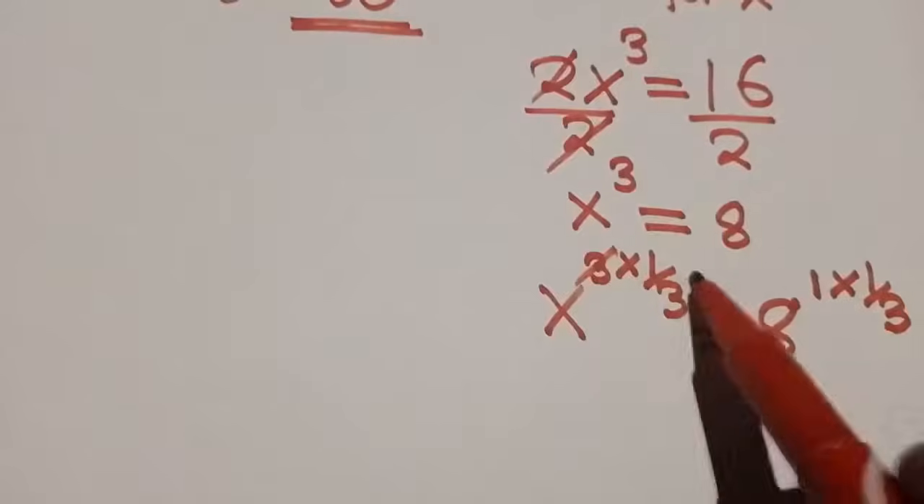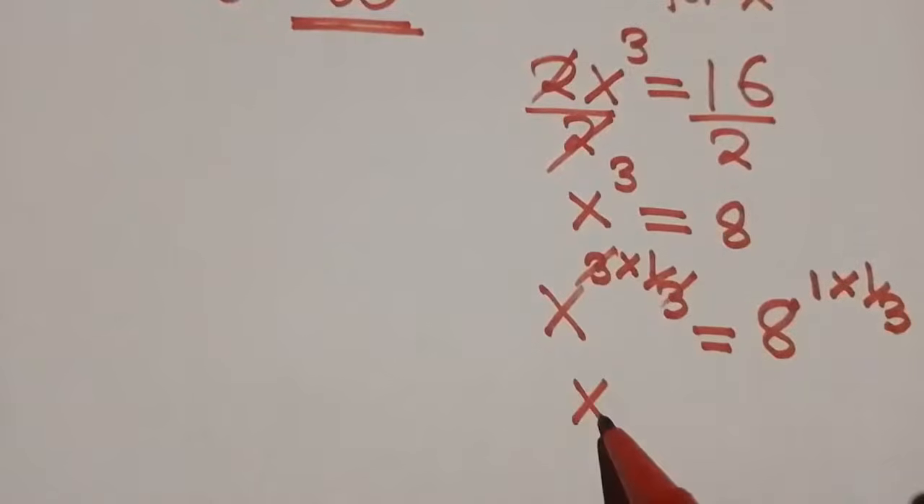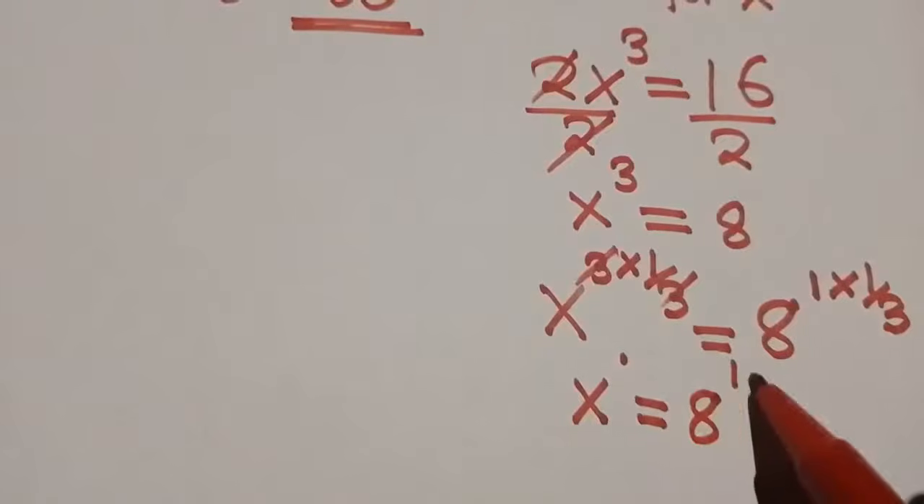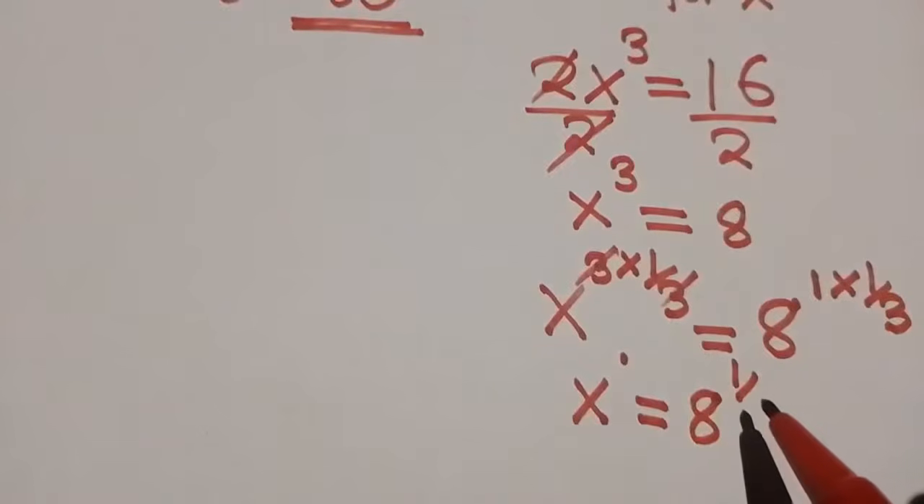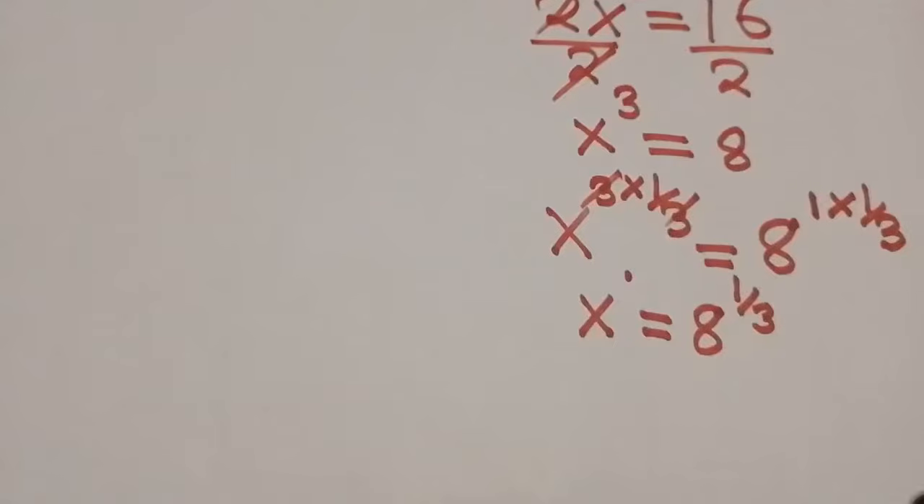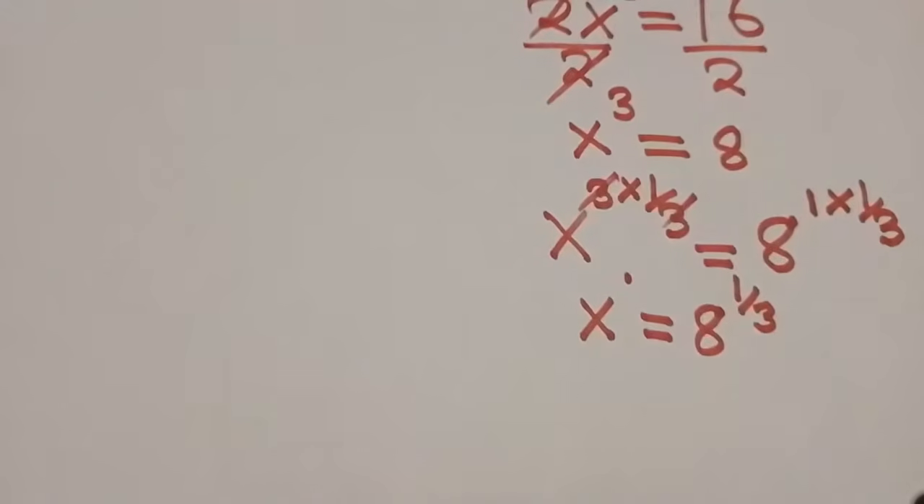So this 3 and that 3 will be cancelled. You are going to remain with x power 1. Even if we don't indicate a 1, it doesn't make any difference. Then here we are going to have 8 raised to the power 1 over 3. So how can we go about this now? This is very simple. This is how we are going to go about it.